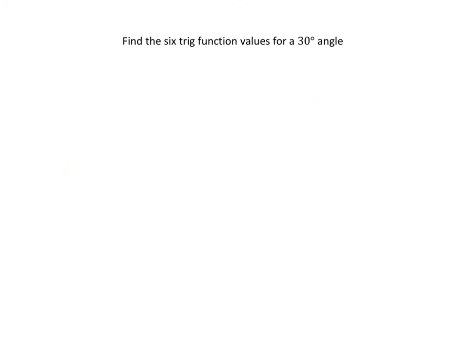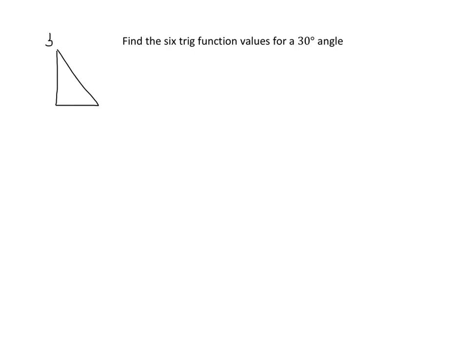We've actually done a problem like this already, but I'm going to repeat it anyway. We need the 6 trig function values for a 30-degree angle. They're not asking you to put this into your calculator and come up with decimal approximations. They want exact values, which means fractions and radicals. So if you're not sure, if you don't have these memorized, sketch a triangle.